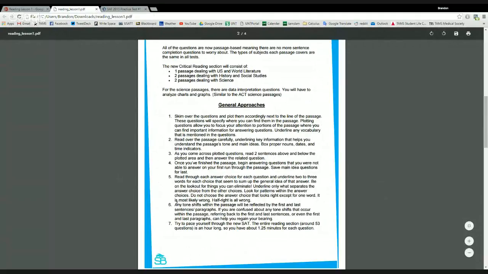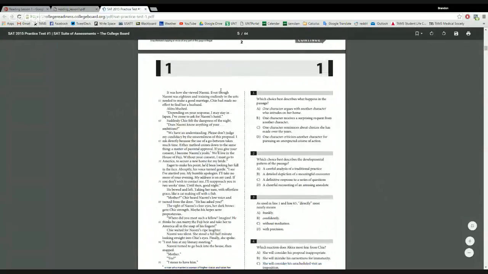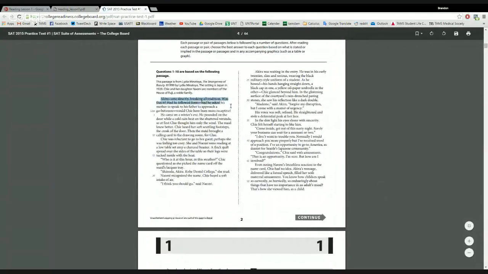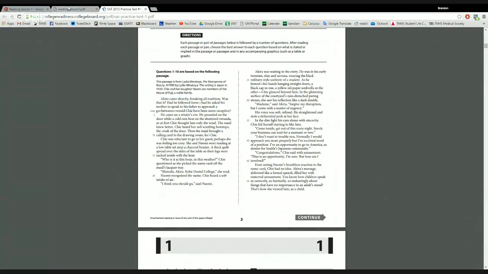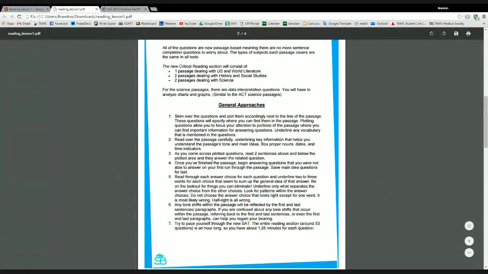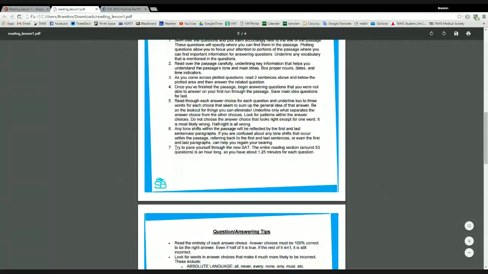Okay. Any tone shifts within the passage will be reflected by the first and last sentence or paragraph. If you're confused about any tone shifts that occur within the passage, referring back to the first and last sentence or even the first and last paragraph can help you regain your bearing. So if you're having trouble with tone shift questions, I'd advise you to read the first and last paragraph to understand what's exactly happening, because that's usually when the author gives his or her thesis, so you can gain the idea of the passage.